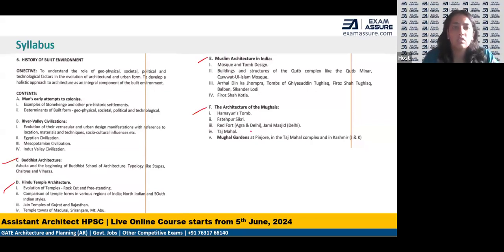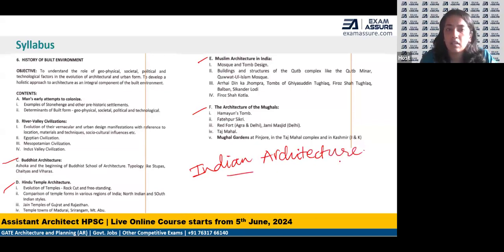So if you see here, you are expected to know or study in detail more of the Indian architecture rather than the Western. So your focus while preparing should be more on this.